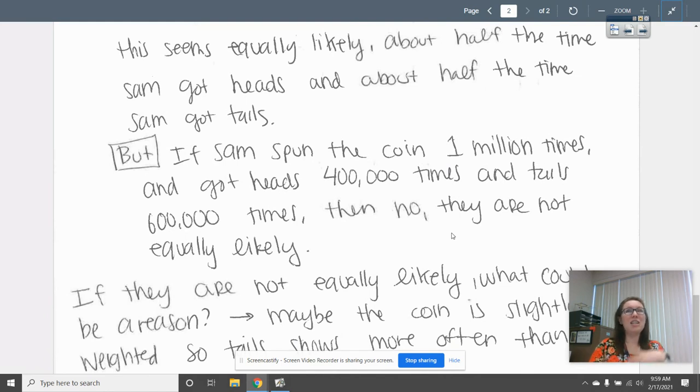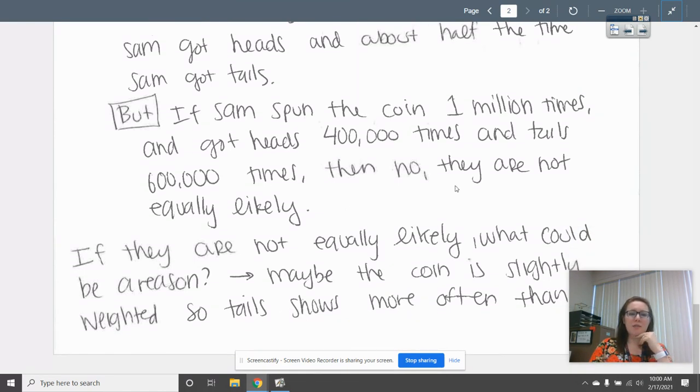what if he took the time and spun the coin 1,000,000 times? Well, then 400,000 times are heads and 600,000 times are tails. And in that case, the gap is so different that no, we do not expect it to be equally likely to spin a heads versus a tails. So really, we need to know more information. We can't just know the percentages.